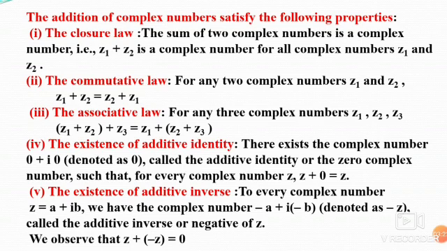Existence of additive identity. There exists a complex number 0 plus i0. That 0 is called the additive identity of the complex numbers, such that for every complex number z plus 0 equal to z. What is the existence of additive inverse? To every complex number z equal to a plus ib, we will have a complex number minus a plus i of minus b, that is denoted by minus z. That is called the additive inverse. So, we will observe that z plus of minus z equal to 0.